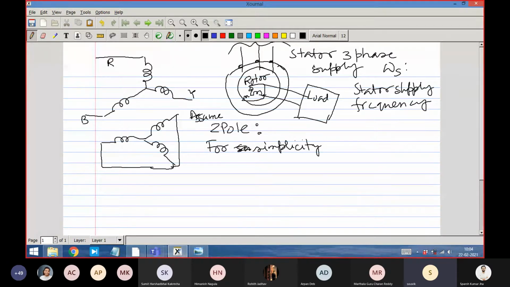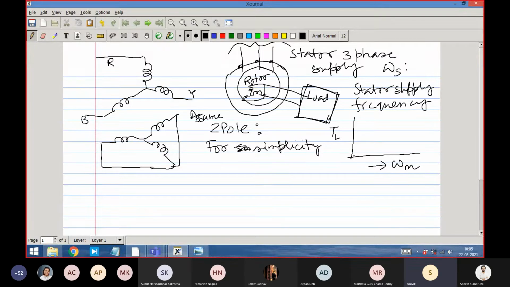The load is a mechanical thing. Since it is mechanical, anything mechanical has characteristics. So the load also has a characteristic. Normally the load characteristics are given in the form of torque and speed: load torque TL versus mechanical speed, omega m. Omega m is the mechanical speed.